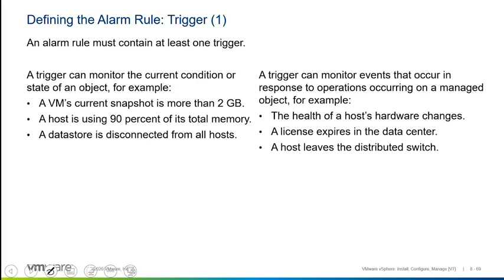We can also monitor for specific events that have occurred. Hardware health has changed, licenses have expired, hosts leaving a distributed switch, another example of an event type trigger. These types of triggers are handled a little bit differently, whether it's an event handled one way or a condition or state handled in a separate way.